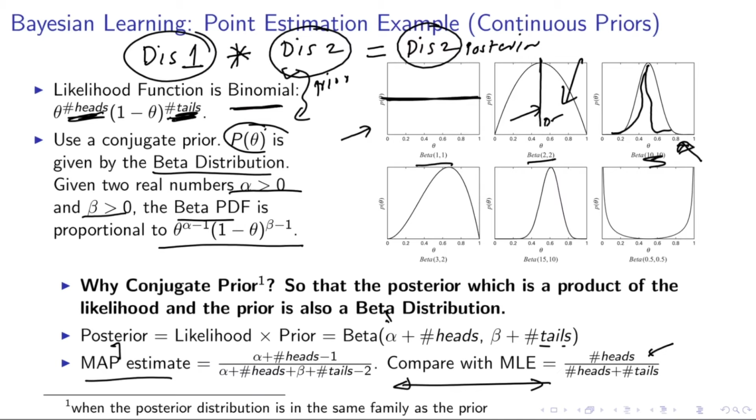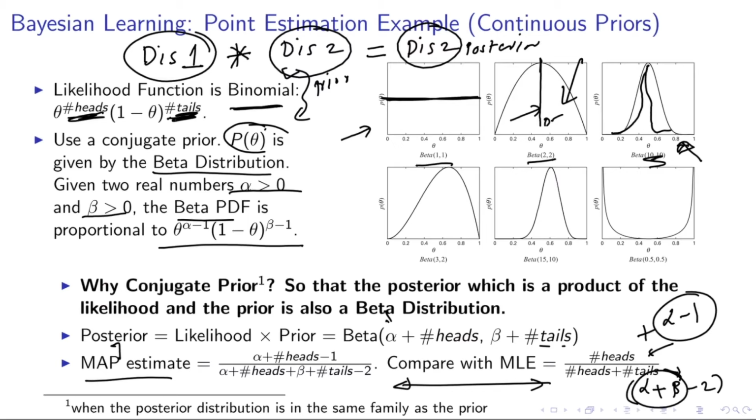All that has happened is that the numerator has increased by alpha minus 1 and the denominator has increased by alpha plus beta minus 2. So that's the difference between the MLE estimate and the MAP estimate. You just have these extra hallucinated heads and tails in your original data set. So is that clear?